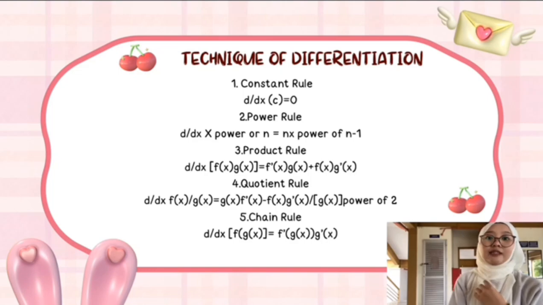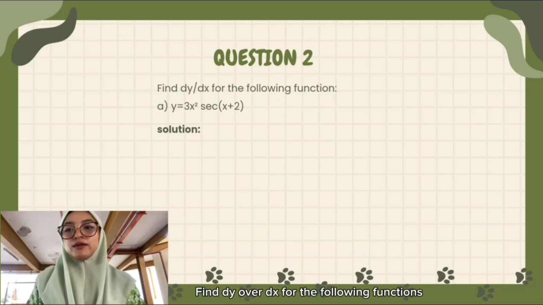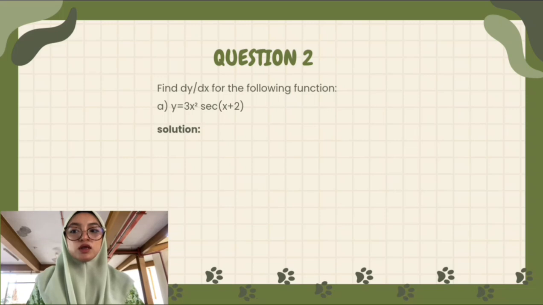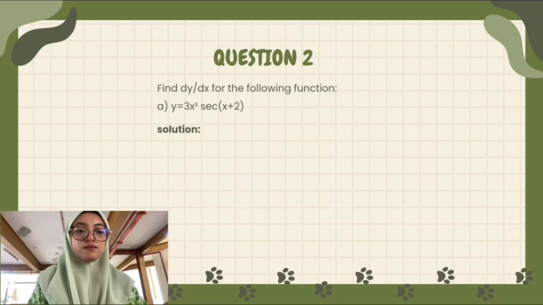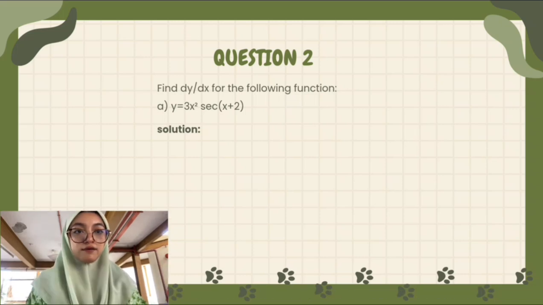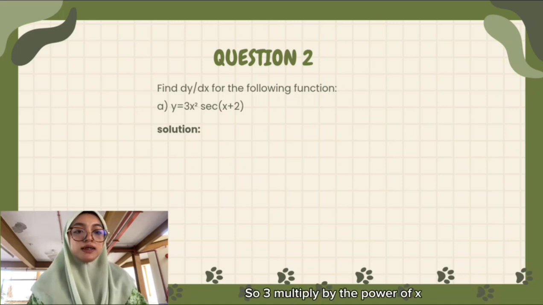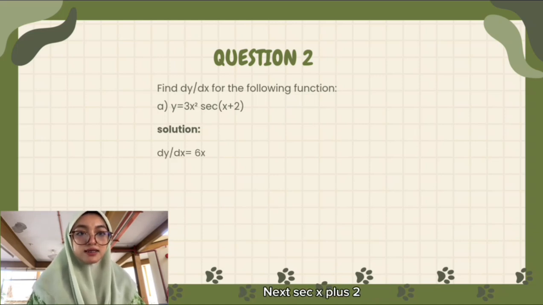And you can see here, for question number 2, find dy over dx for the following functions. For this question, we'll be using the chain rule formula. Question A, y equals 3x squared sec(x plus 2). The first step, we're going to differentiate the function. First, focus on 3x squared. Differentiate 3x squared first: 3 multiplied by the power of x, and the power of x divided by 1, so you will get 6x. Next, sec(x plus 2).